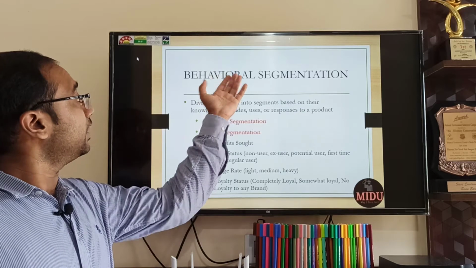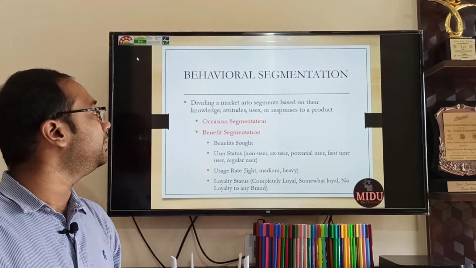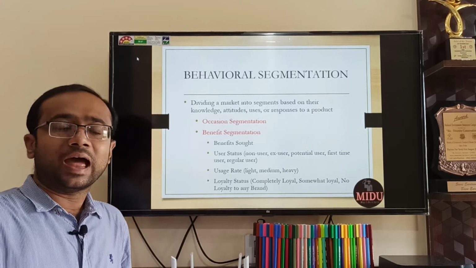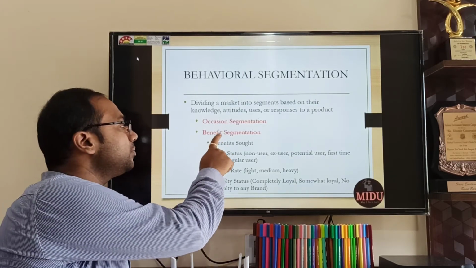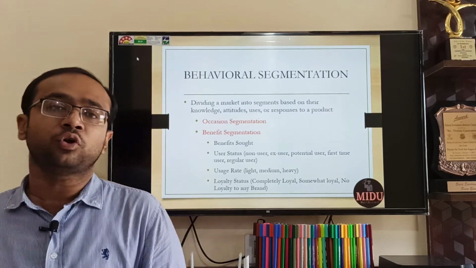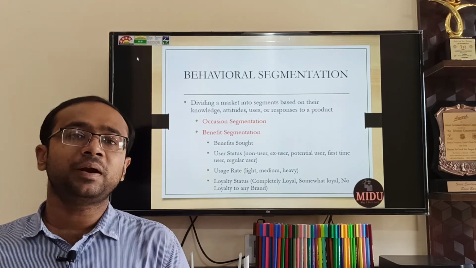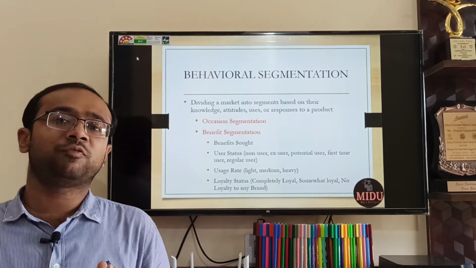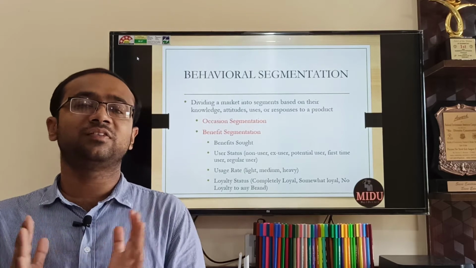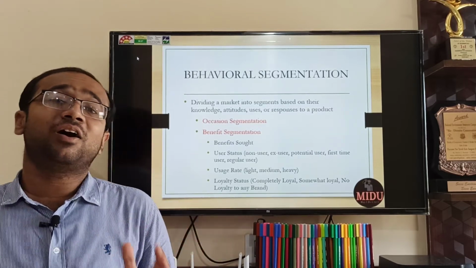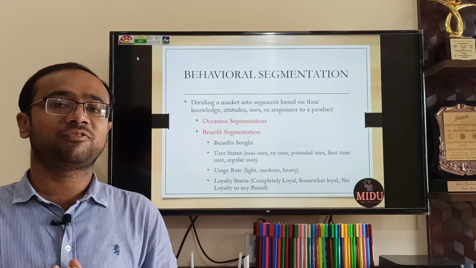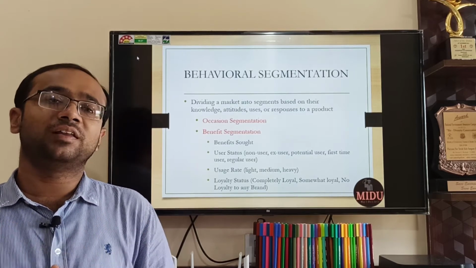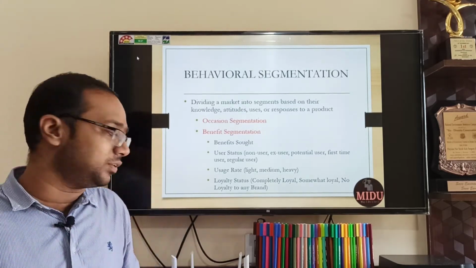Now the last segmentation type is behavioral segmentation. Behavioral means on the basis of a person's knowledge, attitude, responses, and this has two important parts: occasion segmentation and benefit segmentation. So what is occasion segmentation? There can be different occasions in a person's life, and basis that occasion his requirement will be different. So in occasion segmentation we consider those important occasions. Occasions in a person's life can be a marriage in the family, or a child's birth, or some festivals. All those are occasions, and that is a particular segment.